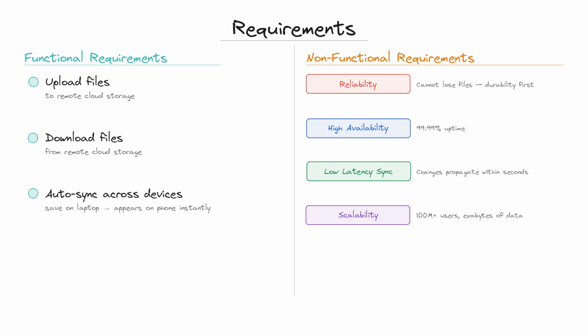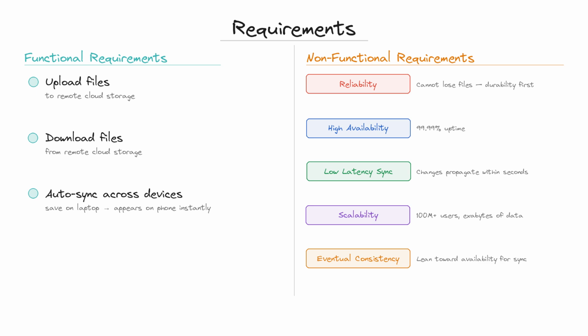Non-functional requirements. This is where you show your engineering chops. For Dropbox, these are the qualities that make or break the system. Reliability. We absolutely cannot lose files. Durability is non-negotiable. If someone's business documents get lost, that's a lawsuit. High availability. Users expect Dropbox to always be accessible. We're targeting 99.99% uptime. Low latency sync, changes should propagate to other devices within seconds, not minutes.